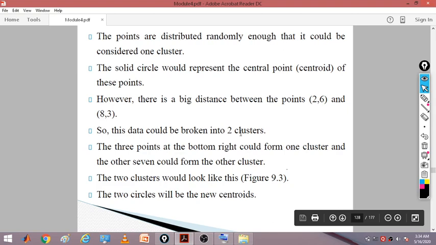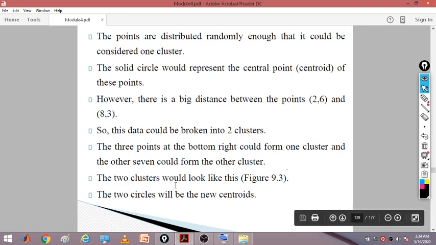Okay, so what we do now, we started with the bottom approach. Now we want to break that into two clusters. So the 3 points at the bottom right could form one cluster, and the other 7 points could form the other cluster. That means we are dividing the previous diagram into two clusters. The right side gives 3 points, and the left side gives the other points. The two could be visualized in the next circle.